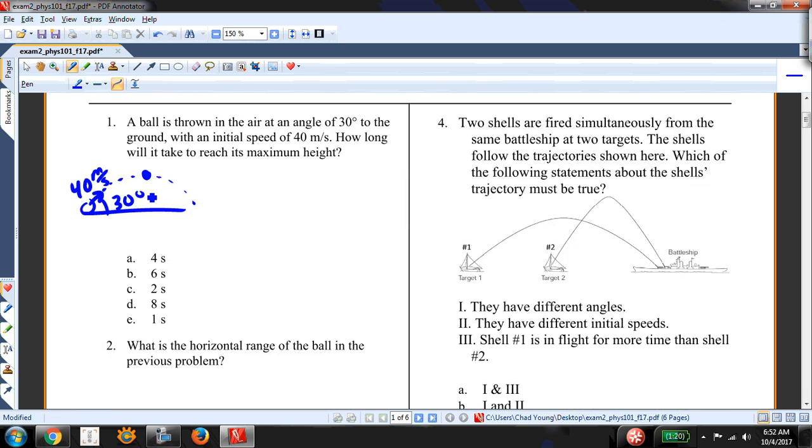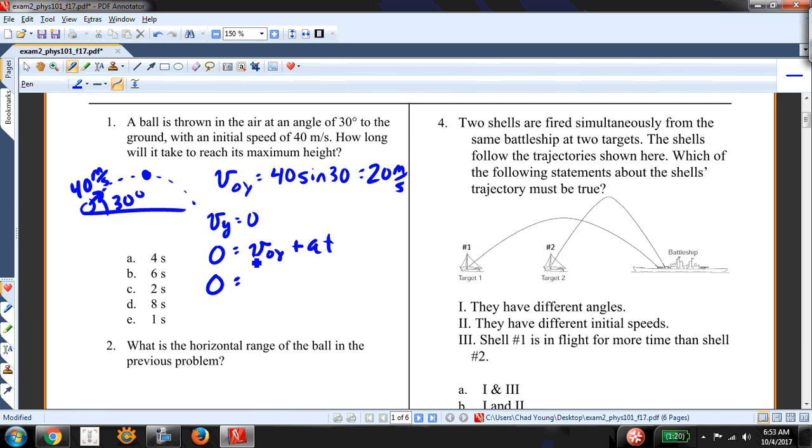So first, I need to find v naught y. That's going to be equal to 40 sine of 30. 40 meters per second times the sine of 30, and that's equal to 20 meters per second. And then I know at the top of the trajectory that Vy is equal to 0. I know that Vy, which is 0, is equal to V naught y plus at. That's 0 equals 20 minus 10 times t, so t is equal to 2 seconds. All right, so the answer is C.